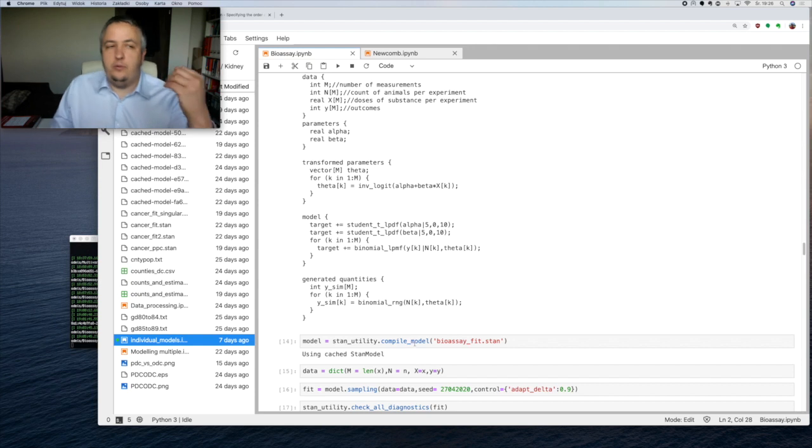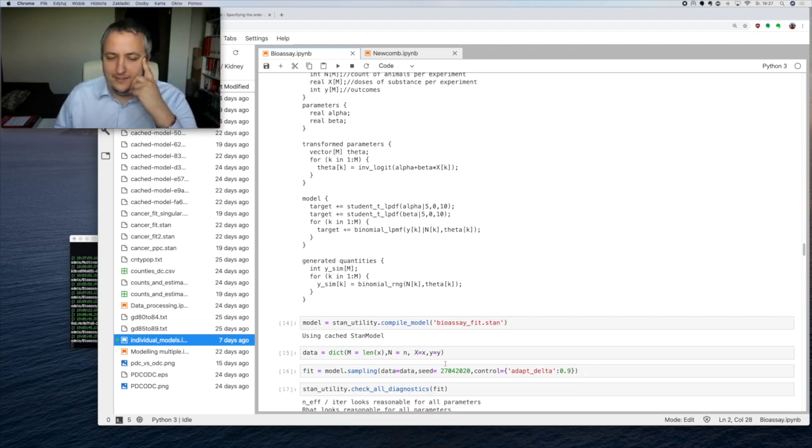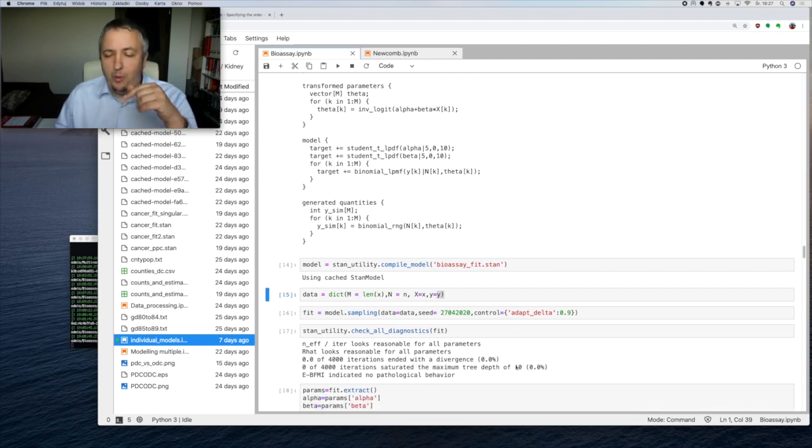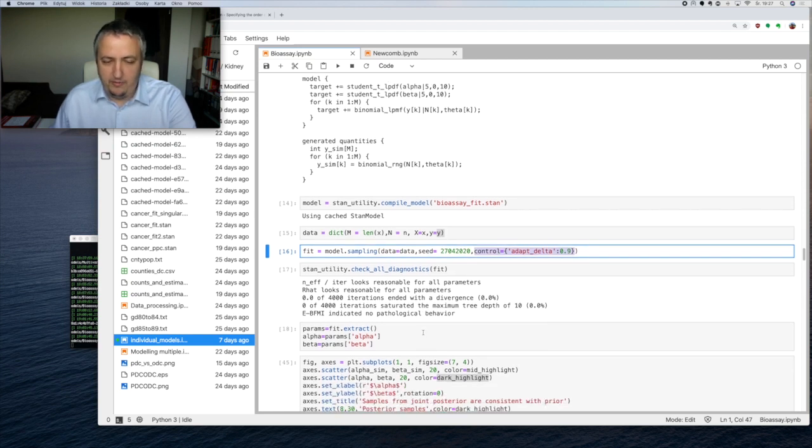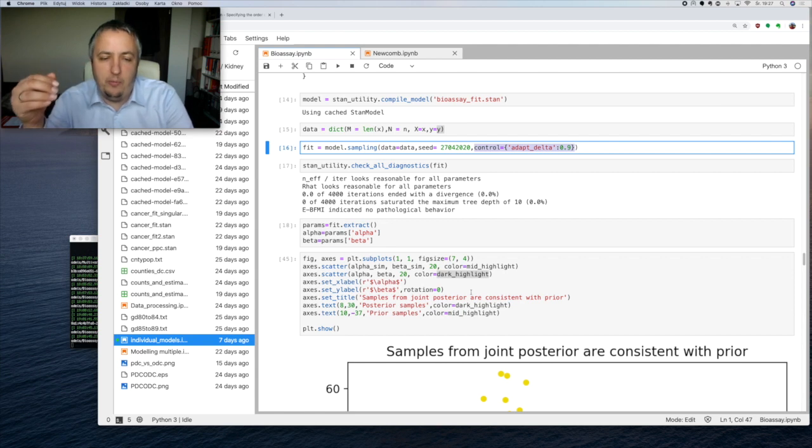So again, compilation is done offline. The data is the same as previously, but we've added numbers of deaths. We do some sampling. No problems. However, as you can see, we have the adapt delta parameter added here. It was needed because of certain divergences that were happening in the model. Increasing adapt delta helped, but this is something that we'll cover at a later date. And so using all the diagnostics, everything went very fine, and we have our model. We extract fit parameters, and let's start looking at what's going on.